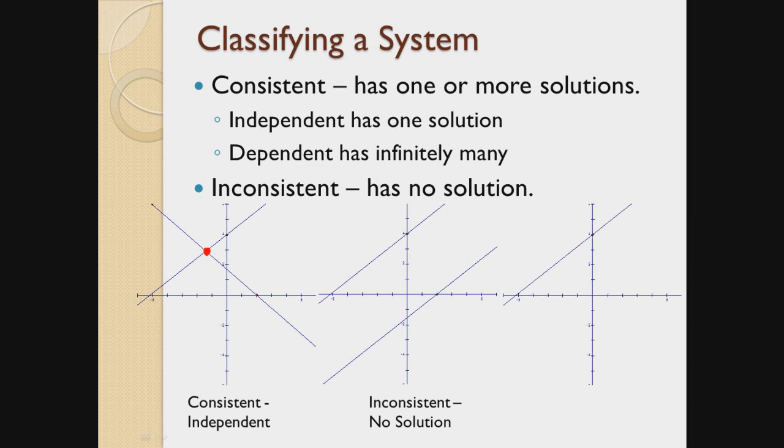What about this system? Notice that there is only one line on the graph. Why is that? When these equations were graphed, they ended up being the same equation, which means they were on top of each other. This would be classified as a consistent dependent system because it has infinitely many solutions. Due to the fact that one line lies on top of the other, they would intersect infinitely many times.